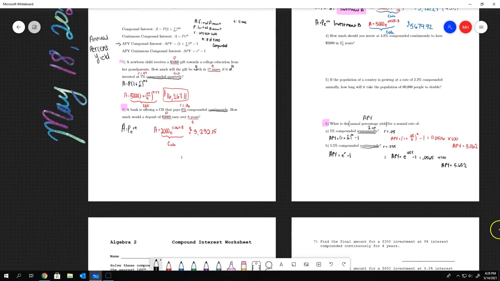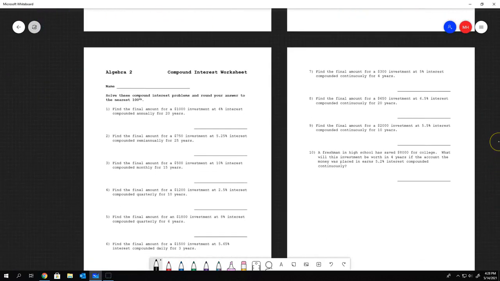So pretty easy stuff. That is it for the notes for the assignment. Please make sure to put your name at the top of both sheets of paper. So front and back if it is front and back. And you have all 10 to complete. Don't forget to take a picture of all of it and upload it into Canvas for a grade.